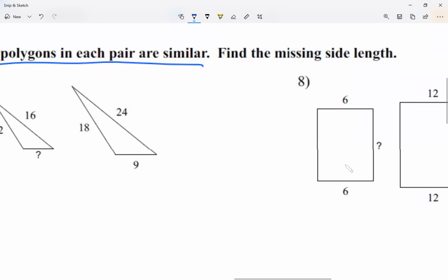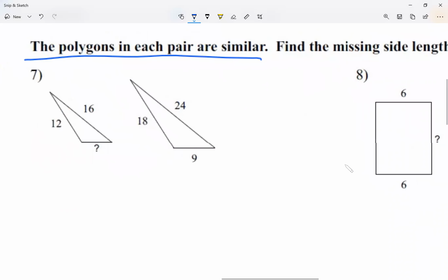Then it says find the missing side length. So there's a question mark in there. I need to figure out the value of that question mark. In Algebra 1, we learned that when we don't know the value of something, we replace it with a letter. So that question mark, let me replace it with X. So now I'm going to solve for X.